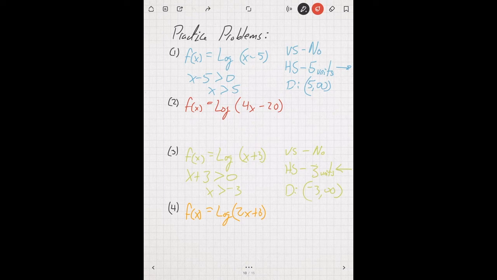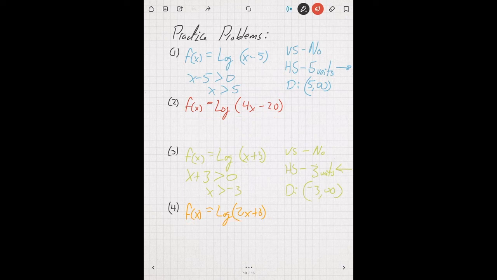What I'd like you to do right now is take a look at these two functions here, the red and the orange function. I want you to try to determine what the horizontal shifts have been on them and try to determine what the domains might be. Take a minute, pause the video, and let's see what you come up with.